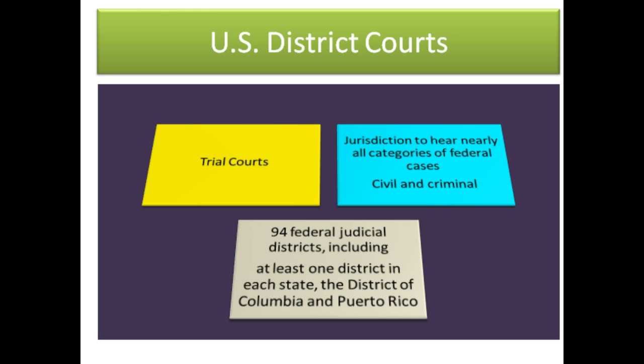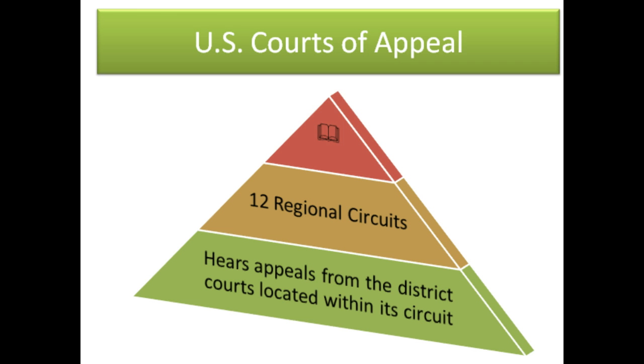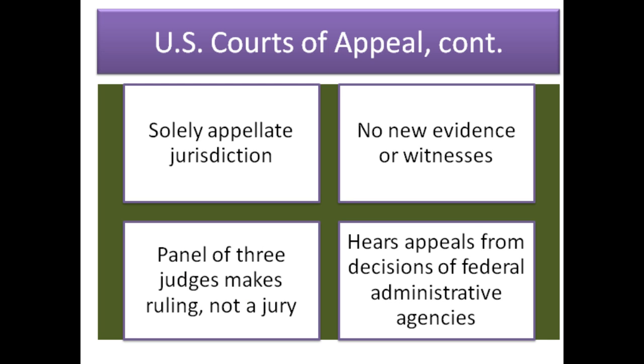Sitting above the district courts are 12 regional courts. These are circuit courts, courts of appeals. If you are unhappy with the decision you got in the district court, you may appeal to the circuit court over your district court. As I mentioned, there are 12 Circuit Courts of Appeals. These courts are solely appellate courts. They do not try cases, and they do not hear new evidence or witnesses.